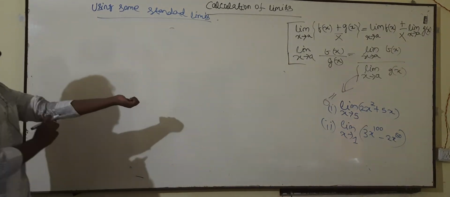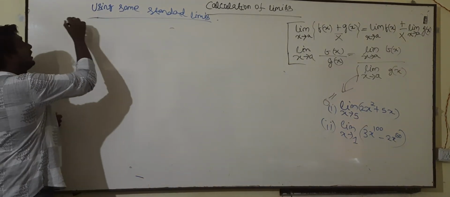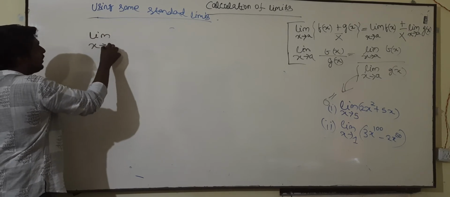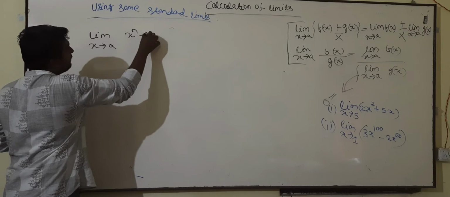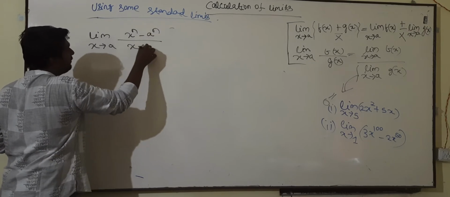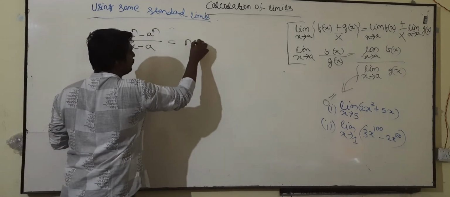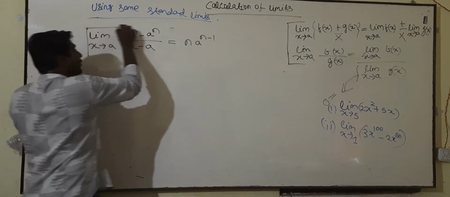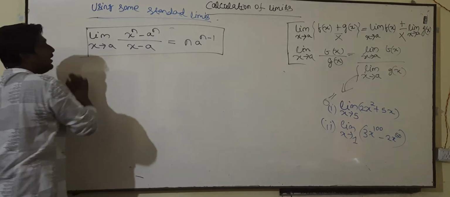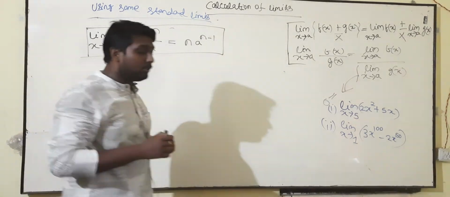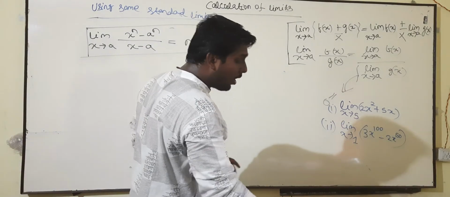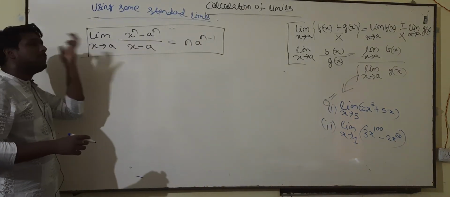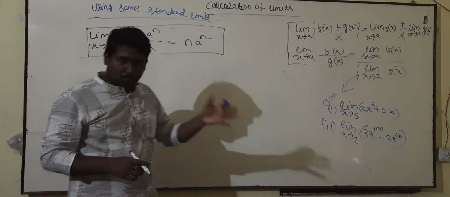Okay, so using some standard limits, the first type is limit x tends to a of (x to the power n minus a to the power n) divided by (x minus a) equals n into a to the power n minus 1. You have to memorize this particular formula. This is a standard limit which you are going to use in some problems. So let's check how this formula will be used.